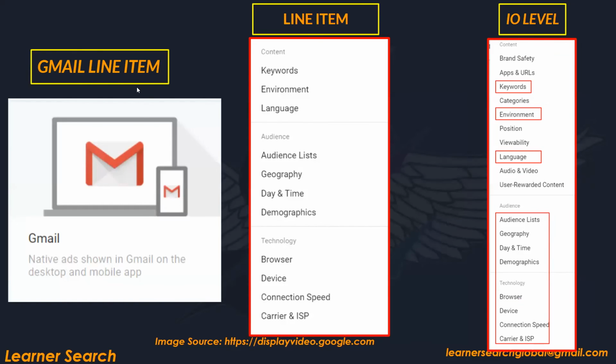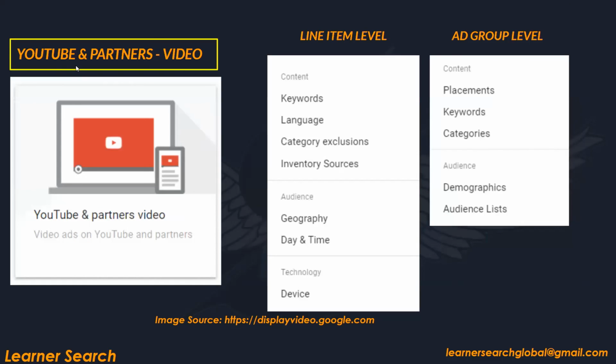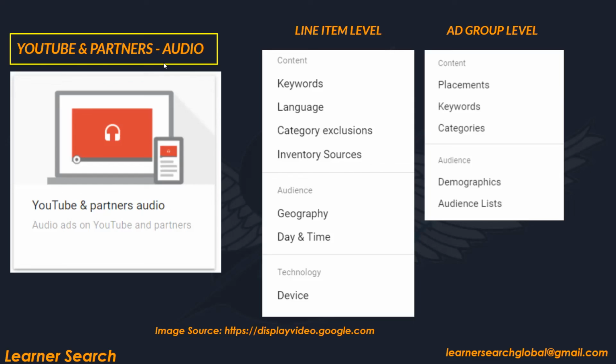Now Gmail line item. From IO level, from all the options, only keyword, environment and language is there for Gmail, and audience and technology, all 4 options are available here. For YouTube partners and video, what happens is line item level has a few content options, ad group level has a few content options. In audience section, geo and day and time is available at line item, whereas demo and audience list is available at ad group level. In technology section, only device is available, whereas the other remaining 3 targeting options are not there. Video and audio follow the same targeting options.